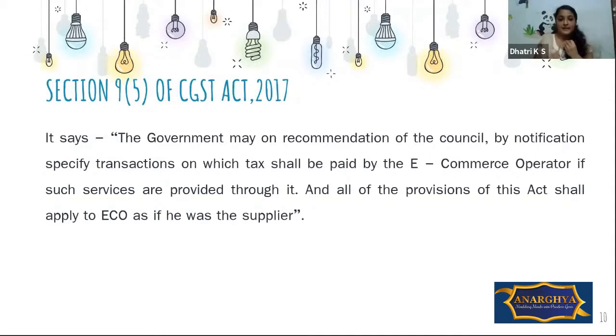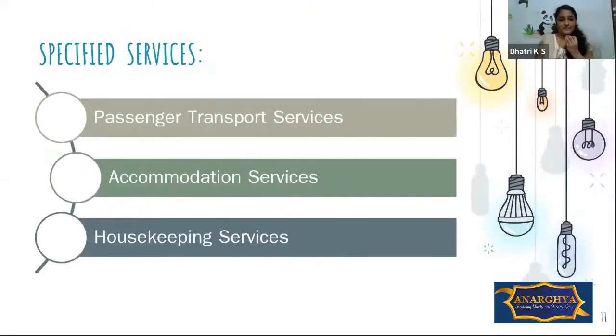Now here, when I say pay taxes, it is not like RCM. Here, the e-commerce operator is liable to pay taxes, file returns, and comply with the provisions of this Act as if he himself was the supplier of those services. Now, what are the services that are specified by the government in this regard? The government has specified three transactions. First, service by way of passenger transport services in motor cabs, radio taxis, etc. The best example is Ola and Uber, where if you own a vehicle, you can provide the service of transportation of passengers. And in this case, Ola or Uber is liable to pay taxes instead of the actual owner of the vehicle. Next is accommodation services.